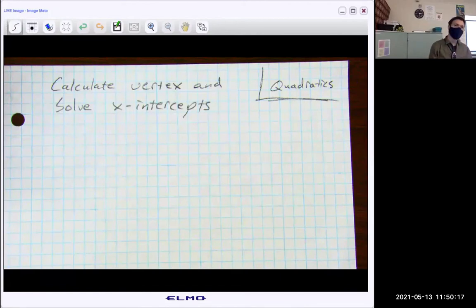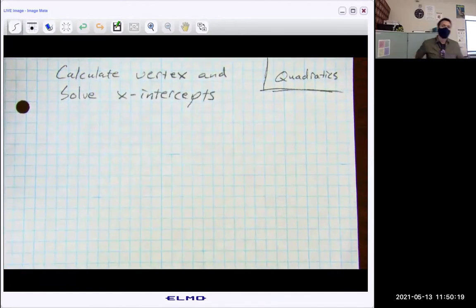Quadratics, and calculate vertex and solve x-intercepts. I want you to write it like that because when you're doing the homework, when you're doing a problem and you need to remember how we did this, well, then you'll just look back. You'll be like, oh yeah, here's how we calculated vertex. Here's how we solved the x-intercepts.